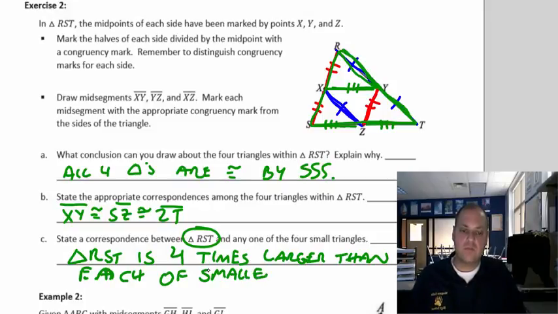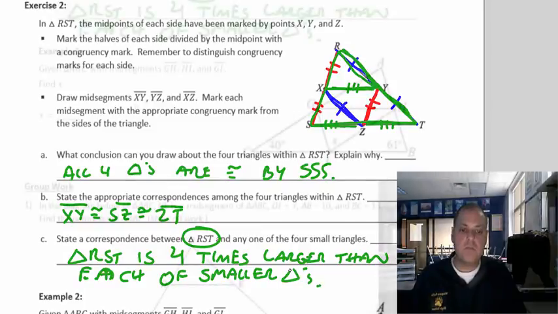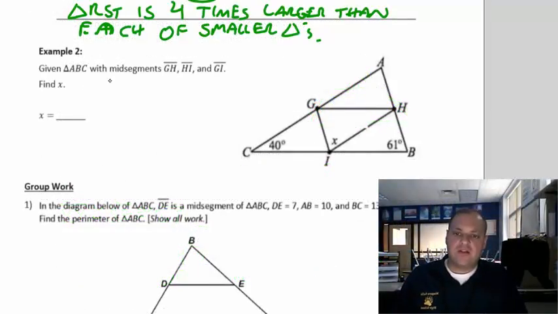All right. Example 2. Given triangle ABC with midsegments GH, HI, and GI, find X. Okay, so this is 61, so we got 61 here. This is 40, so this is going to be 40. See the corresponding angles? Okay, so this is 61 right here. And if this is 40, this must be 40.